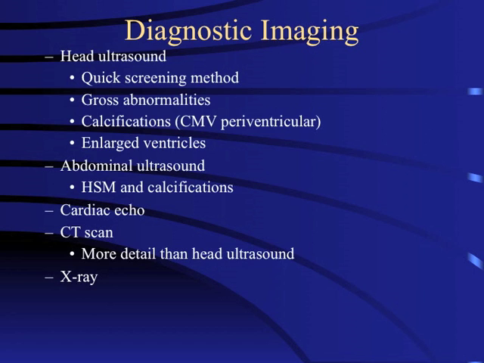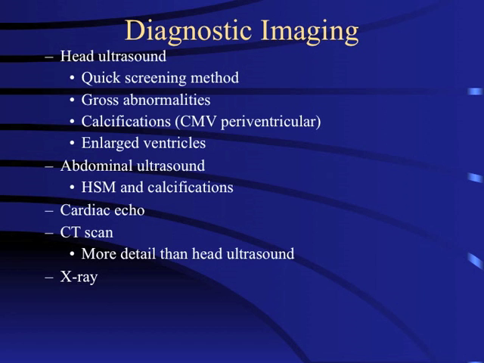Once the baby is born, a head ultrasound can be a very quick screening method. You can look for growth abnormalities, calcification, especially for CMV, and also for enlarged ventricles. Abdominal ultrasound can again be helpful to look for hepatosplenomegaly and calcifications. Cardiac echo to look for congenital heart disease. CT scan and MRI can sometimes give more detail than head ultrasound.